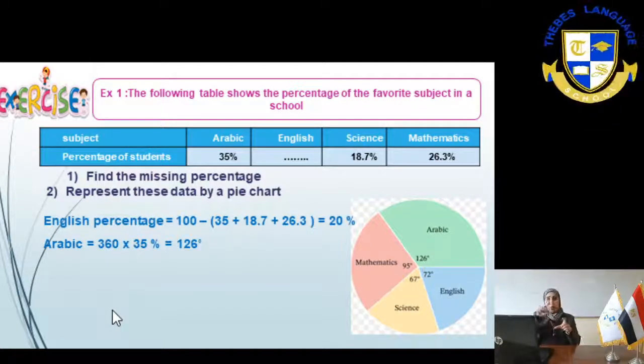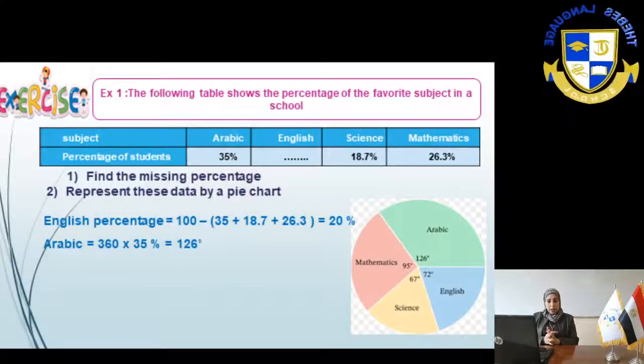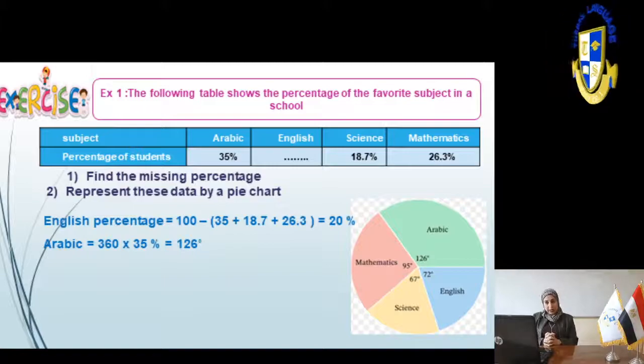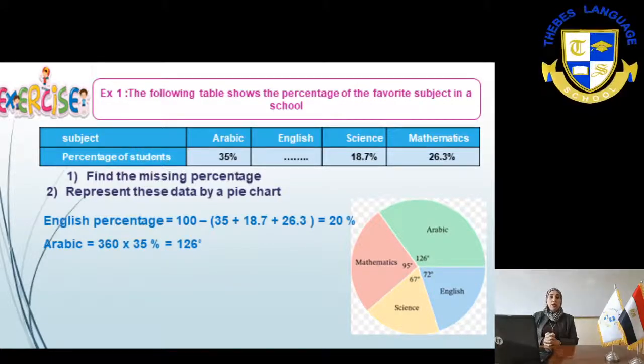So I'll draw any circle, with any radius length you prefer, for example, 5 centimeters. After that, I'll start to calculate each angle to divide our circle with these angles. For example, let's see how I could calculate the first angle, for Arabic. It will be 360 multiplied by 35%, which equals 126 degrees. What is the meaning of that?